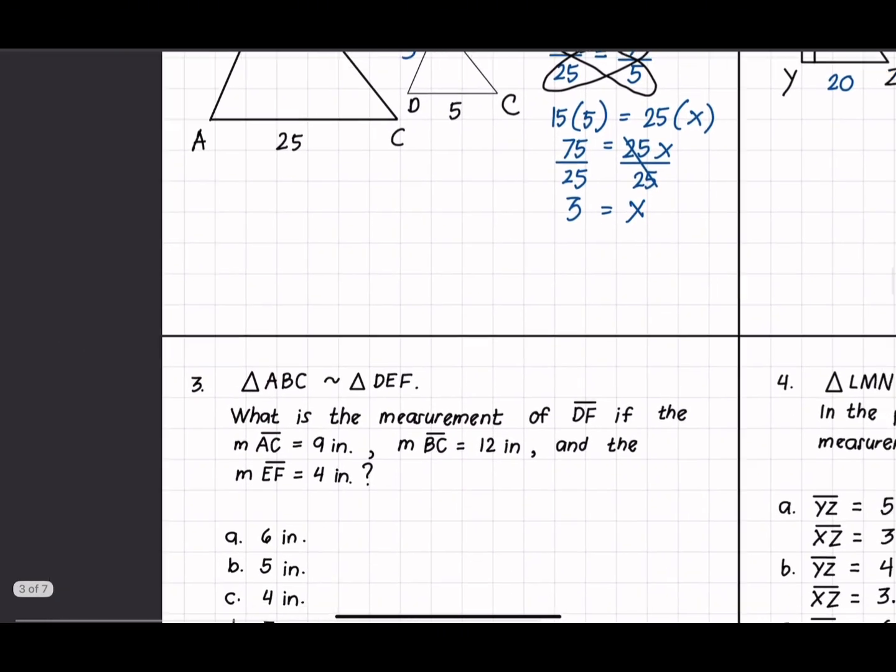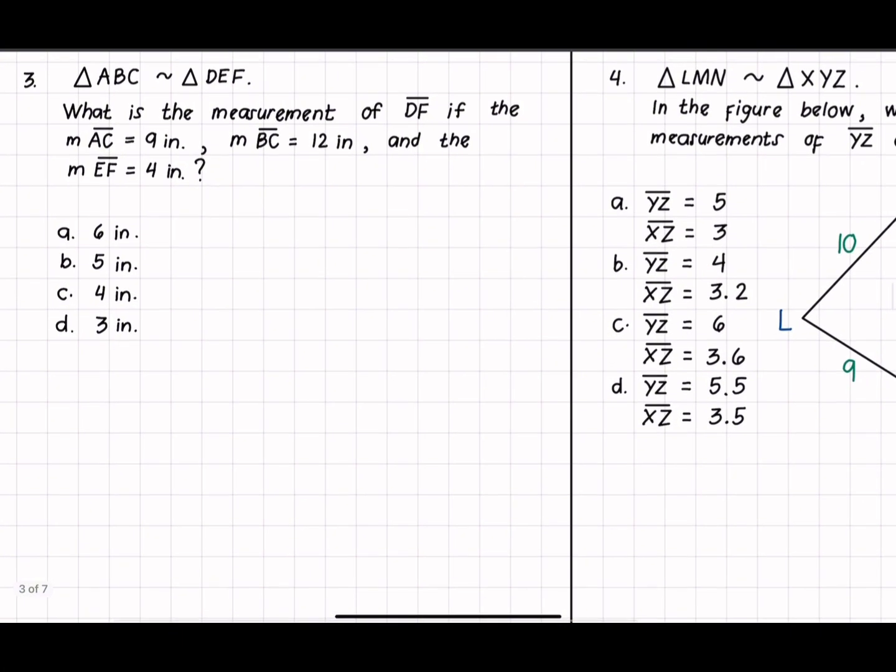Okay, let's go to number 3. Triangle ABC is similar to triangle DEF. What is the measurement of DF if the measure of side AC is equal to 9 inches, and the measure of BC is 12 inches, and the measure of EF is 4 inches? In order to solve this problem, it is easier to draw the two triangles, the triangle ABC and triangle DEF.